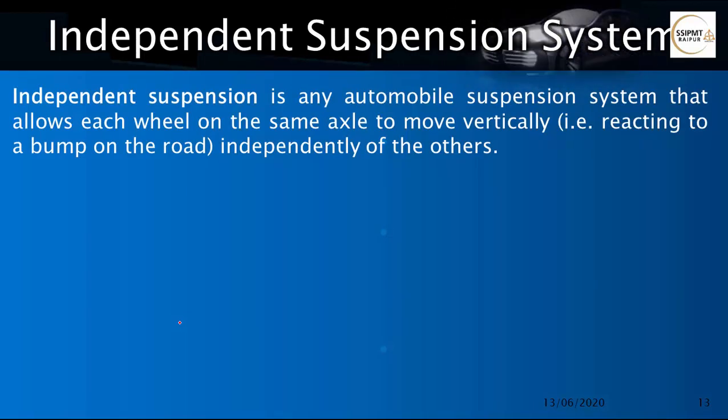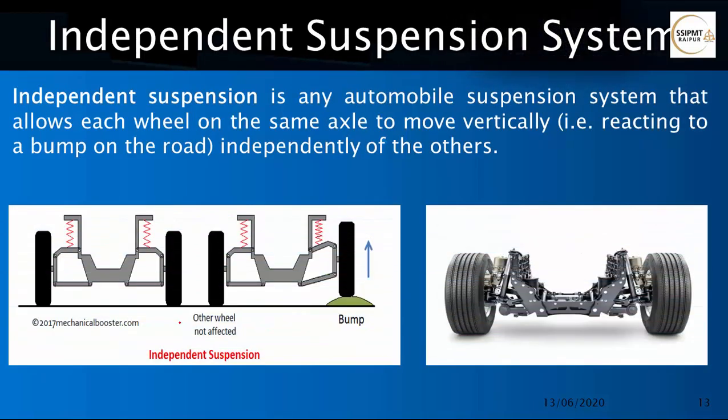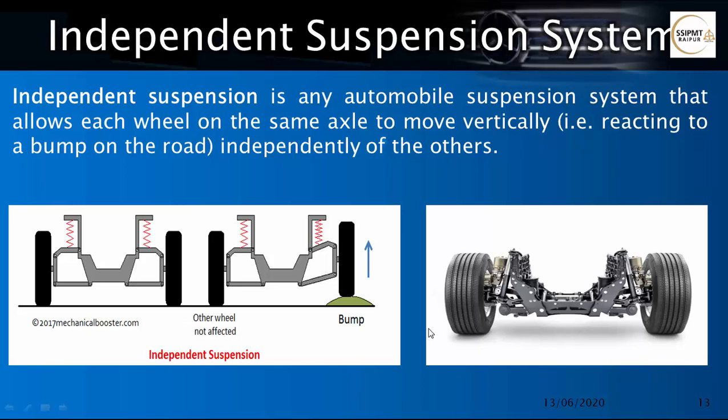Next, we see the independent suspension system. An independent suspension system is any automobile suspension system that allows each wheel on the same axle to move vertically, that is, reacting to the bump on the roadside. So you can see the picture of an independent suspension system. It is a modern type of suspension system, and it is widely used in today's passenger vehicles.